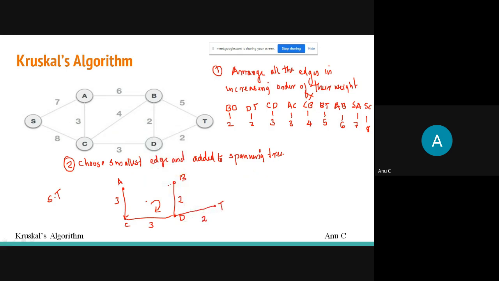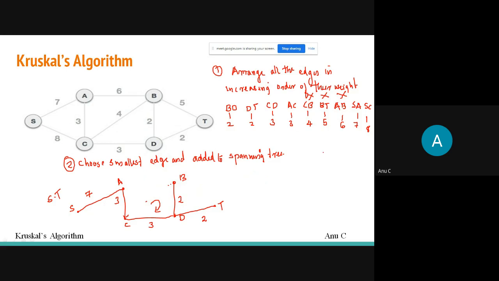And the next edge is BT, right? So I'm adding BT here. It also creates a circuit, right? So discard this edge also. Next, select AB. AB also creates a circuit, right? And discard this edge also. The next smallest edge is SA. So then I am adding SA here. It does not create any circuit, right? And its weight is 7.